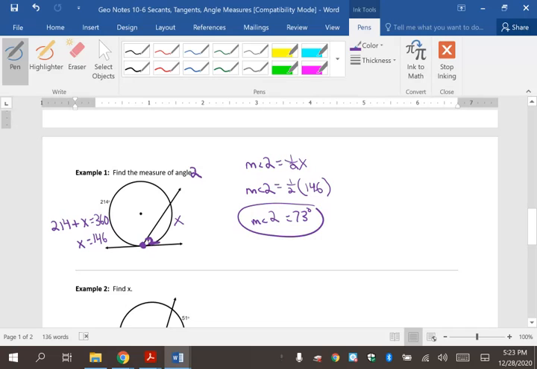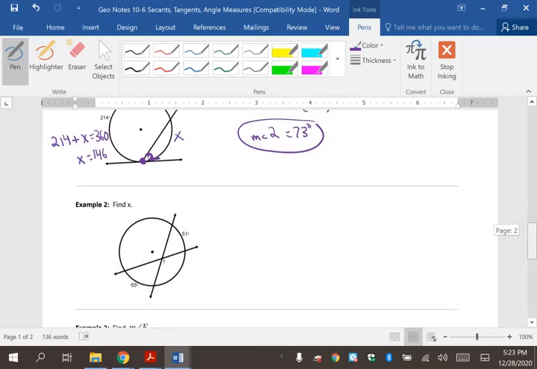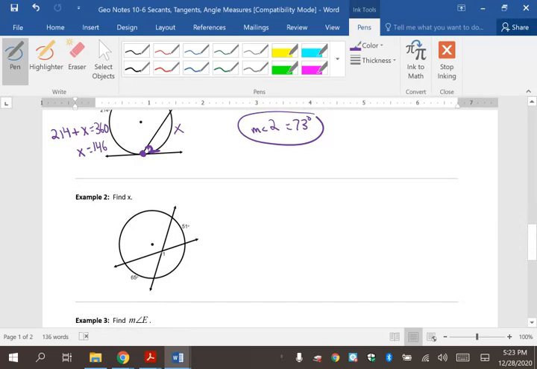Number 2, where is the vertex of this angle? The vertex is inside the circle, so we call that angle 3. However, they're asking us to find x, so that should have really been x. So this is our angle 3.